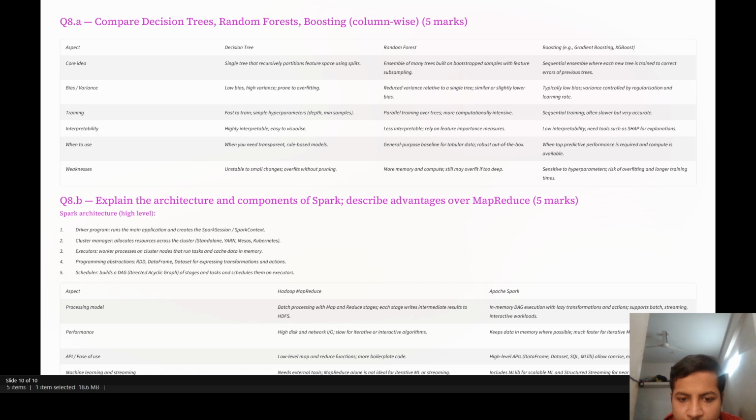MapReduce has low level map and reduce functions, with more boilerplate code. In Apache Spark, there are high level APIs like DataFrame, Dataset, SQL and ML, allowing concise expression. Machine learning and streaming: MapReduce alone is not ideal for iterative ML or streaming and needs external tools, but Apache Spark includes an ML library for scalable ML and structured streaming for near real-time processing.